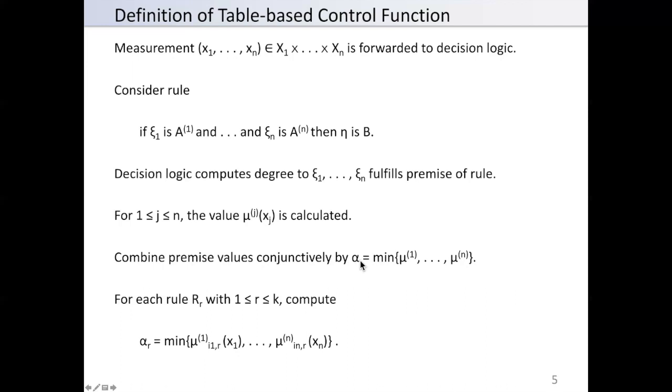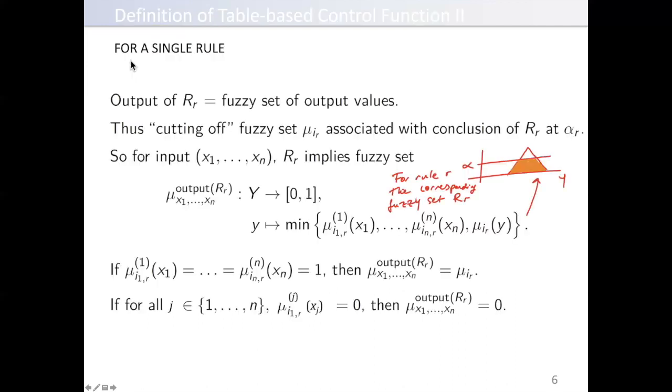This is calculated. Combine premise values conjunctively by taking the minimum of the membership values found here and call this one alpha. And instead of a single rule, we have k rules similar to that we considered for a single rule. The premise value should be calculated. This is the minimum of the membership values for the measured inputs for that rule.